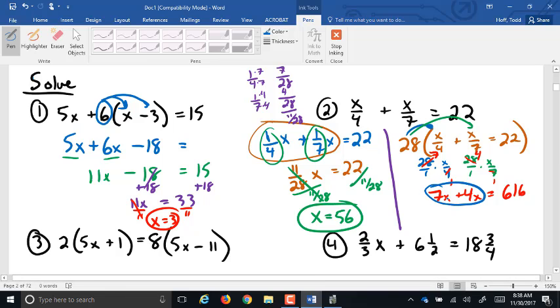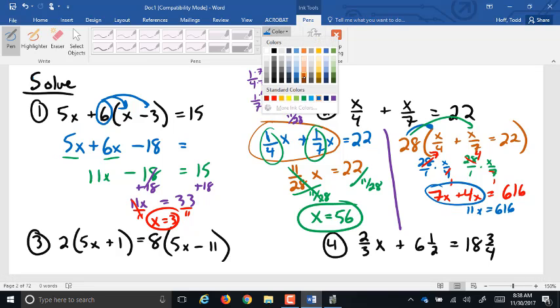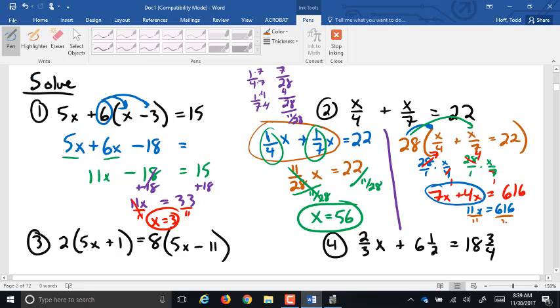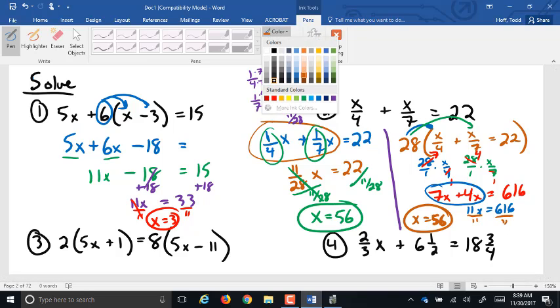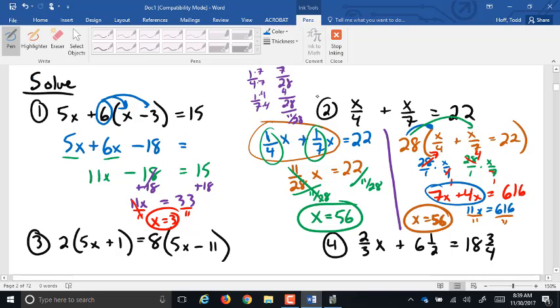So now we've got 7x plus 4x is 11x equals 616. We can divide by 11. X equals 56. Any questions? Okay. There are a couple other ways you could approach that one, but those are the 2 easier methods.